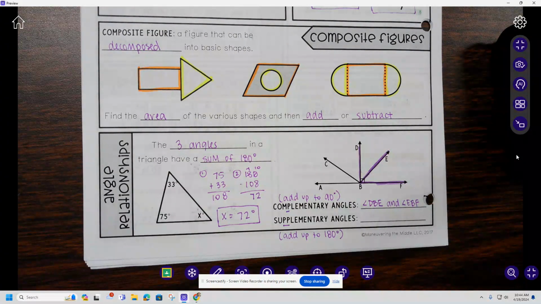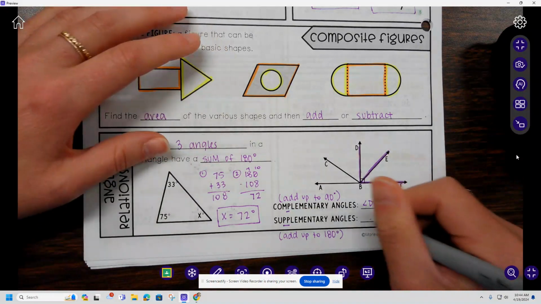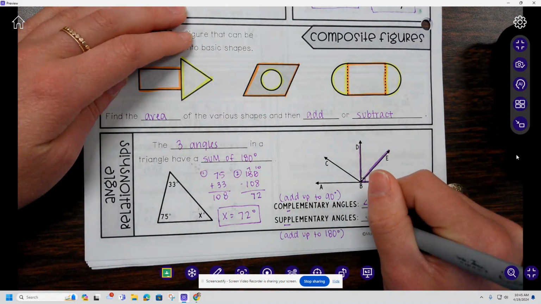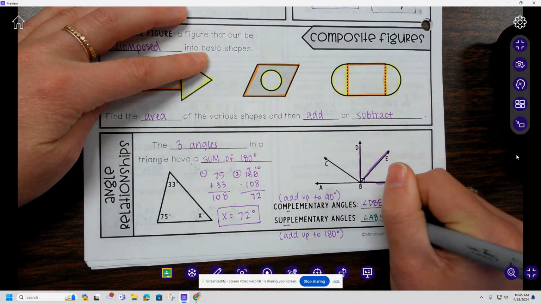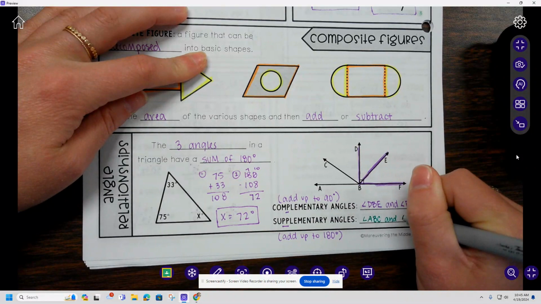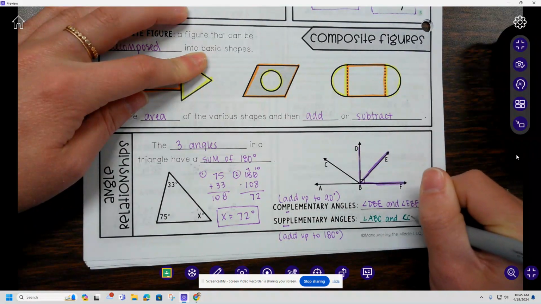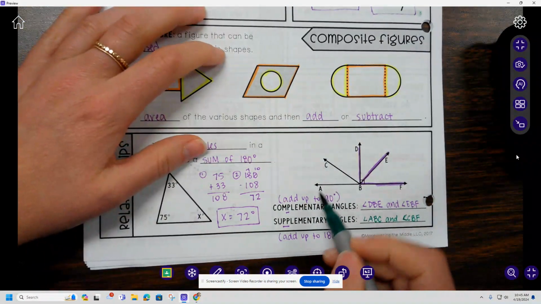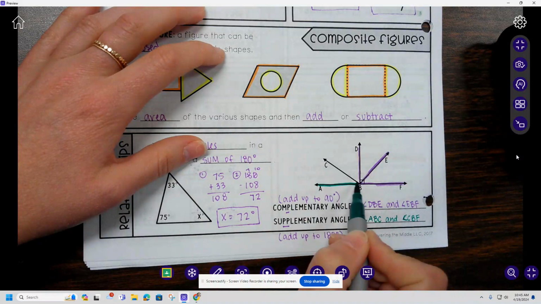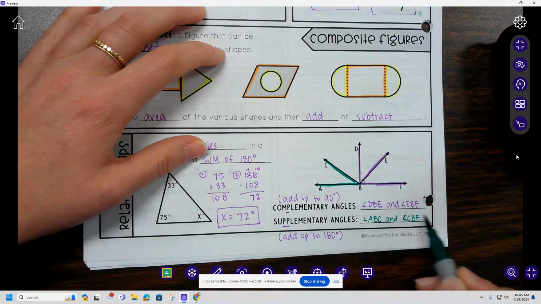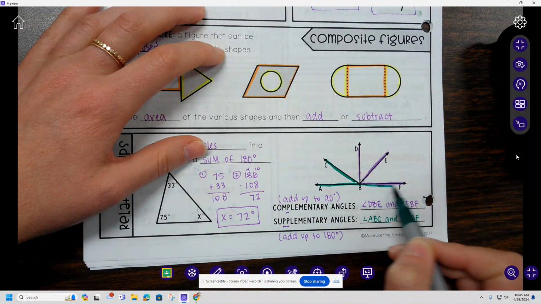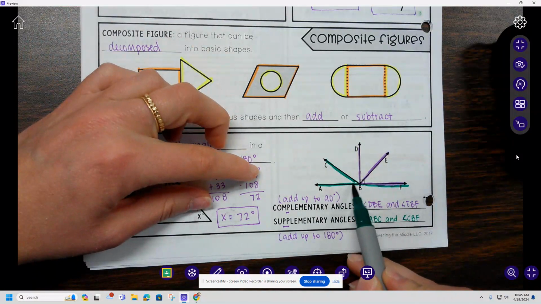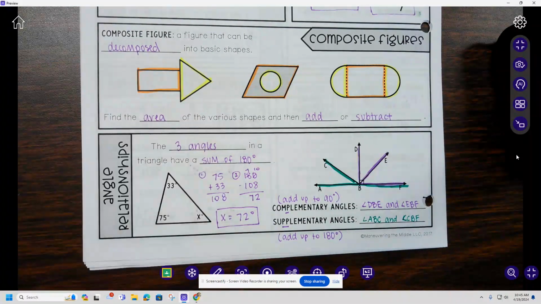Now let's talk about supplementary angles. So supplementary add up to 180. So our example of that would be angle ABC and angle CBF. So I'm going to do the same exact thing. So I'm going to start at A, A, B, and then go up to C, and then C, B, F. So if I combine these two angles, it's a straight line, which means that is 180 degrees.